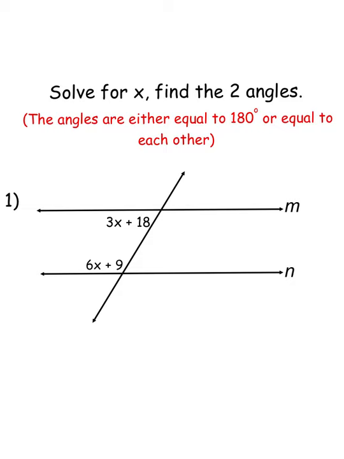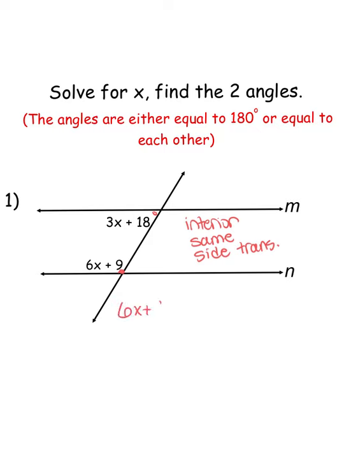Now it says solve for x, and then find the two angles. So if we look at this picture, I have one of two choices. These angles are either equal to each other or they add up to 180. If I go back to my vocabulary and I look at these two angles here, they are on the interior, same side of the transversal. That means that they are equal to 180 degrees. I have to add them.